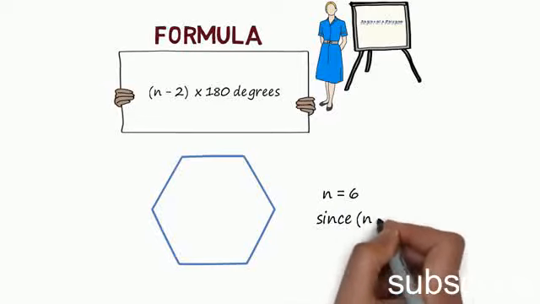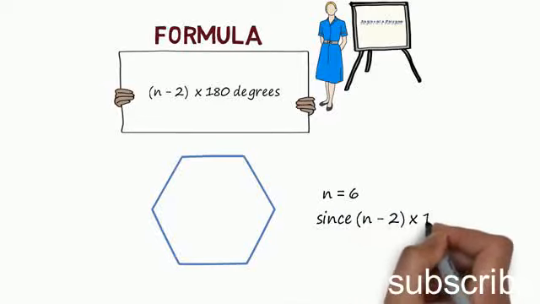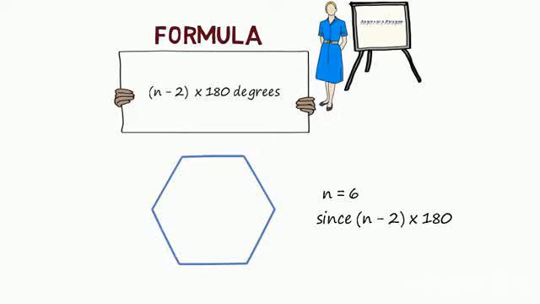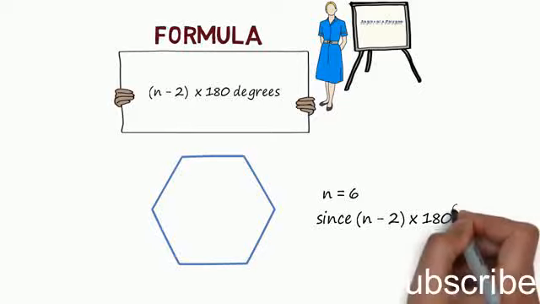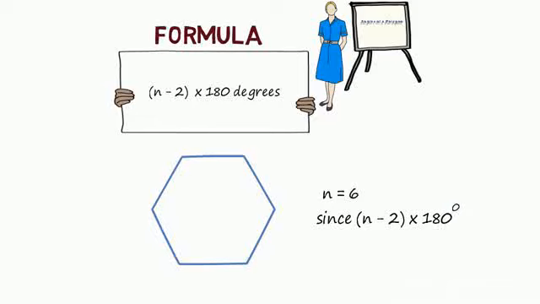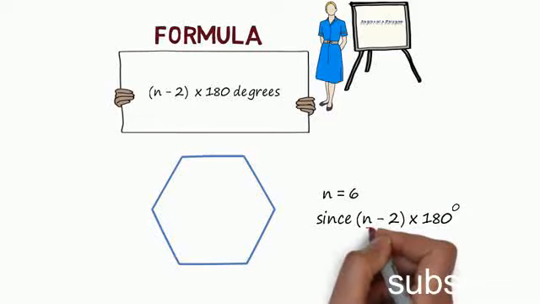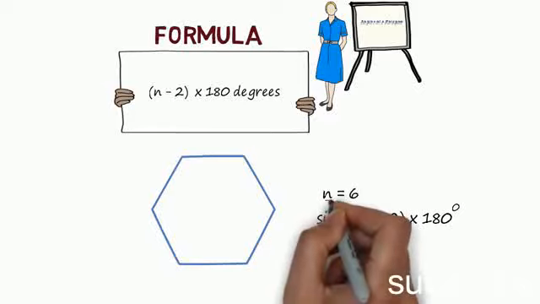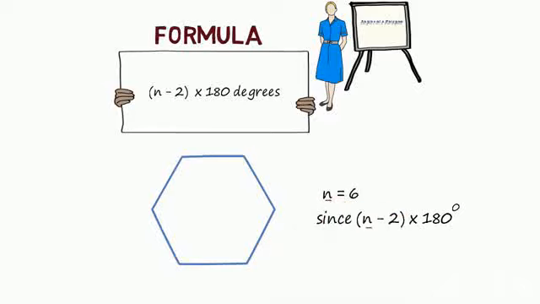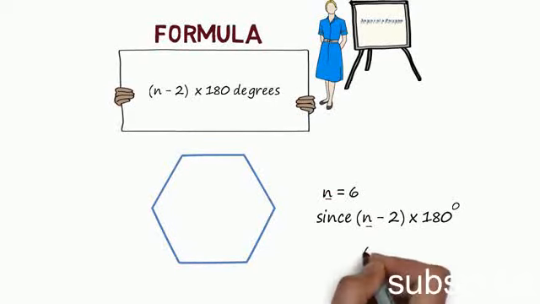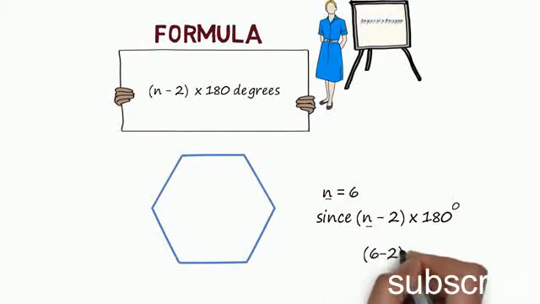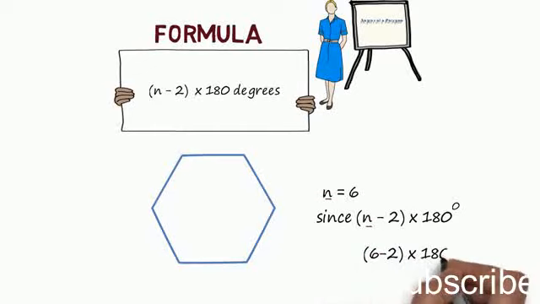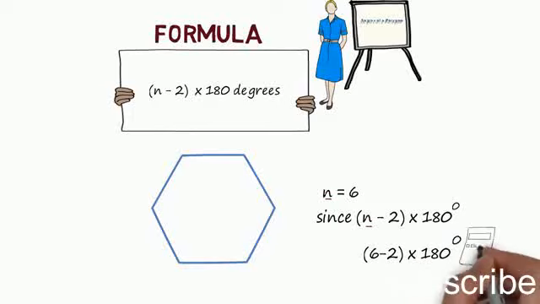Now we have a 6-sided shape there, and that's a hexagon. If it's 6 sides, it means that n is equal to 6. And we are using the formula n minus 2 times 180. So we are substituting 6 into n, the number of sides or the number of angles in between. So that's 6 minus 2 times 180. So we get 4 times 180.